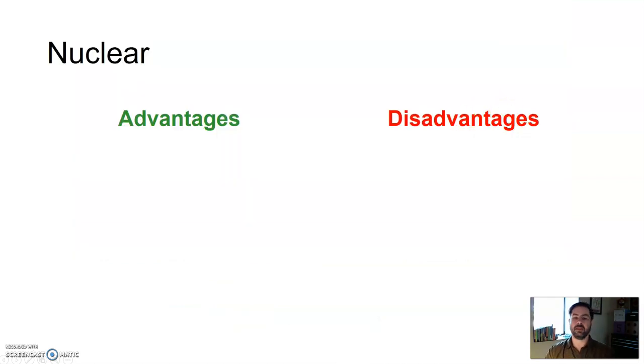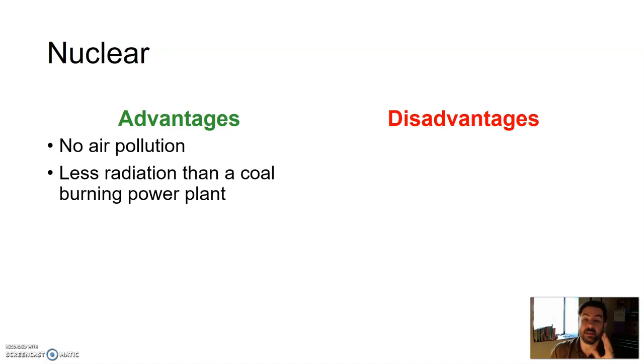So what are some advantages and disadvantages? No air pollution comes from nuclear power plants. The only thing that's coming out of there is water. You're not burning anything. There's actually less radiation than from a coal-burning power plant. If you were to stand next to a nuclear power plant or a coal power plant, you're actually getting more radiation from a coal-fired power plant than nuclear.